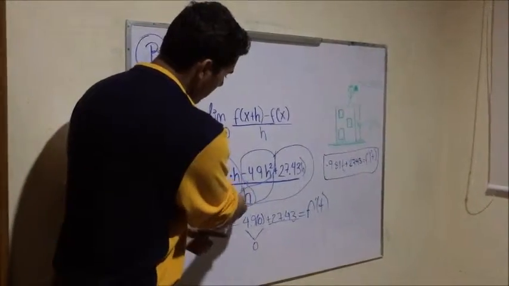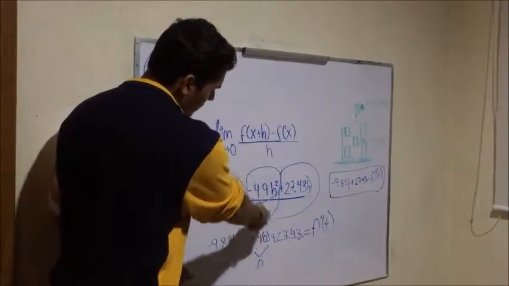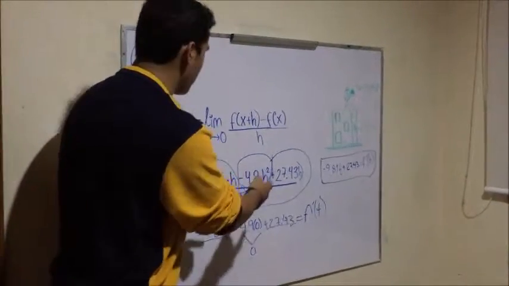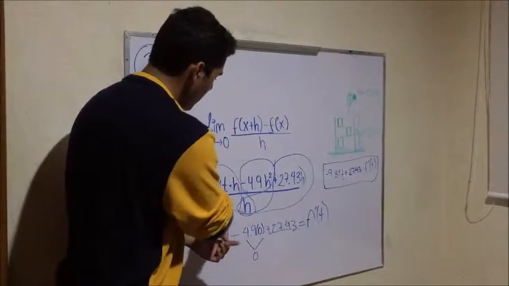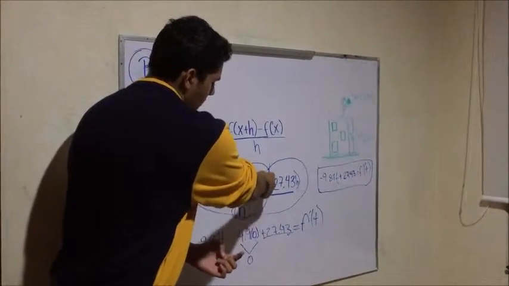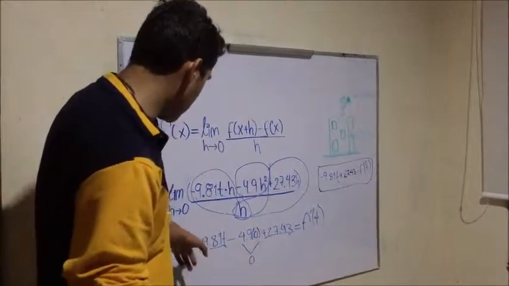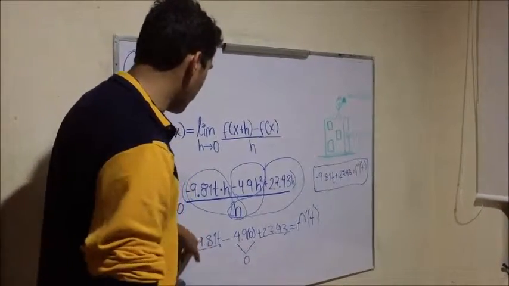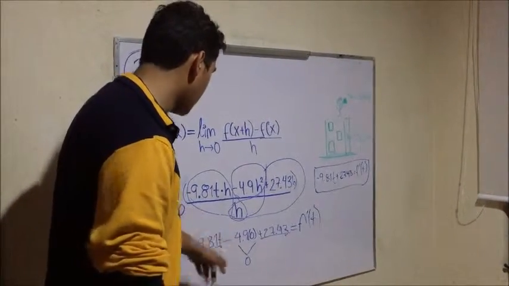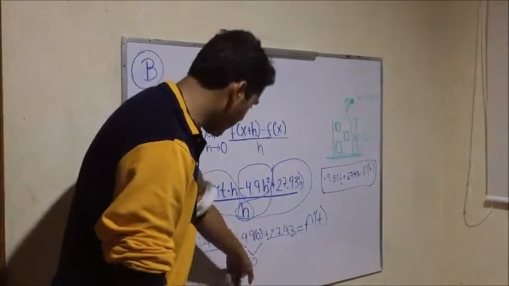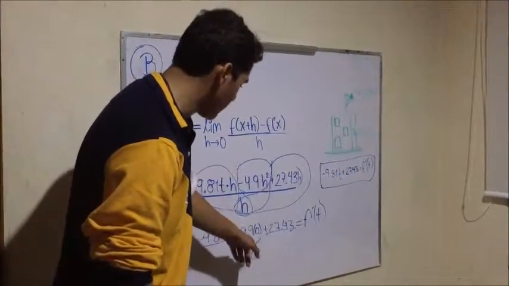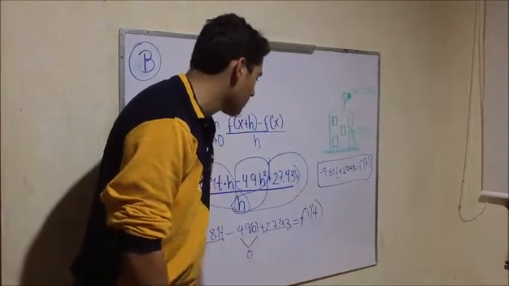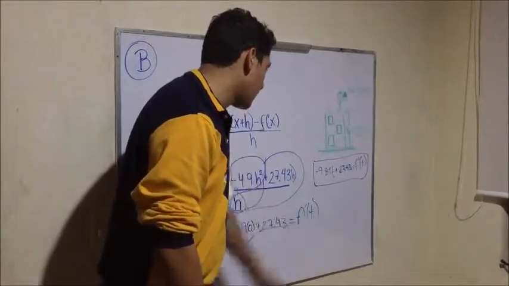So to eliminate h, we do this, that is, multiplying by 1 over h. So we eliminate this h and this square and this h, so this is going to be 0, and here is the expression: minus 9.81 times t, minus 0, because this is 0, and plus 27.43, that is equal to f prime of t.